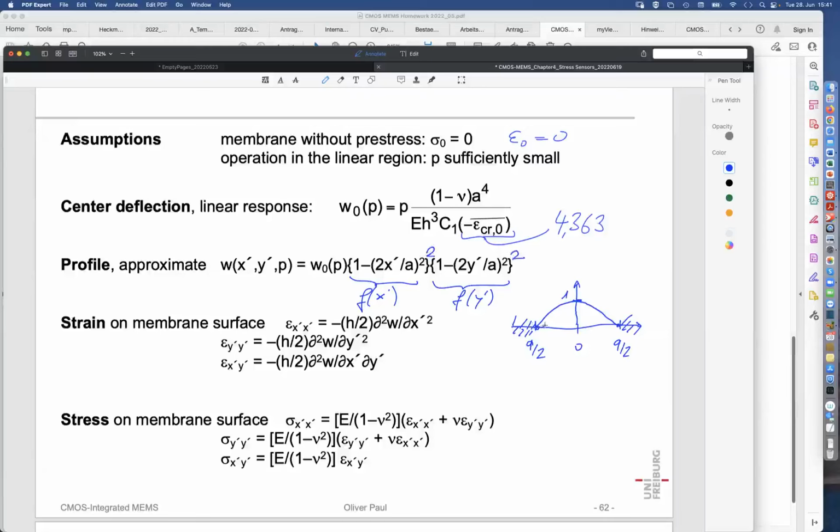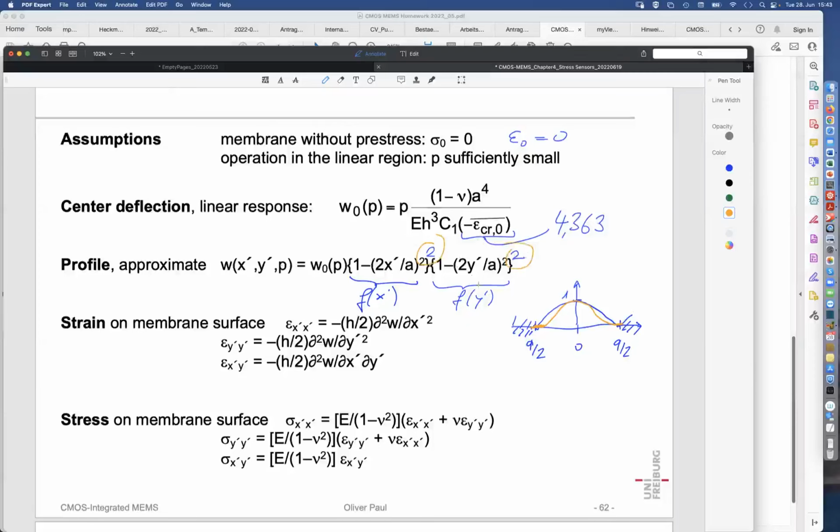This way, this function becomes, or let me draw that in another color, this squared function does what a clamped edge needs to do, namely to be horizontal at the edge, to bulge up and to bulge down again, and to become horizontal again as the membrane tangentially goes into the wafer at this level. So this is also to be added here.